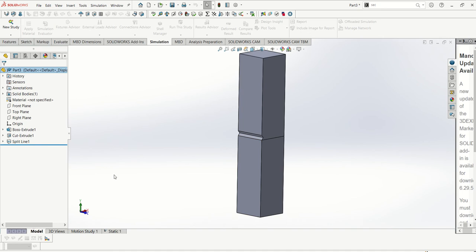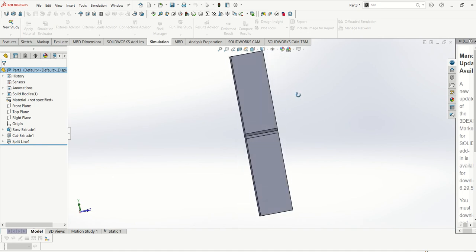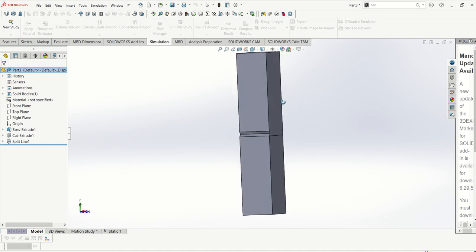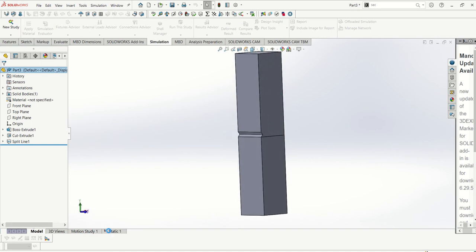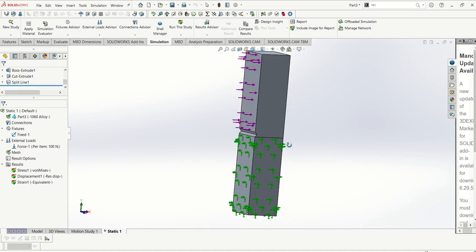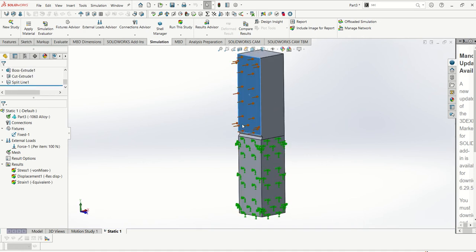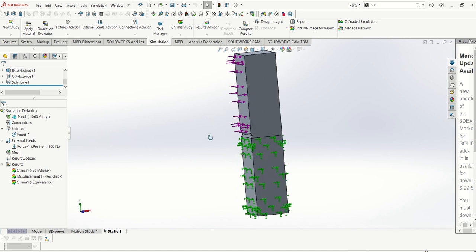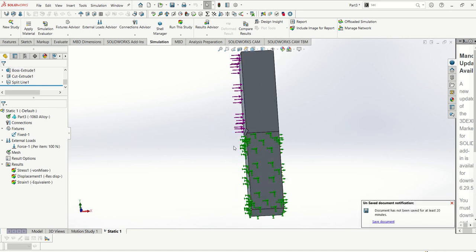So first of all, you can see here I have the Izod test with the notch and everything in, and I actually have it prepared as a simulation. If you look at this, the bottom half is what is gripped in the vise, and the top half and the notch is where the actual force is going in.